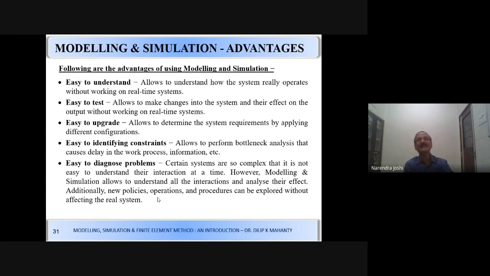What advantage do we get using modeling simulation? It's easy to understand, easy to test, easy to upgrade, easy to understand constraints, easy to diagnose problems. These are the 5, 6 very important advantages of using modeling simulations.